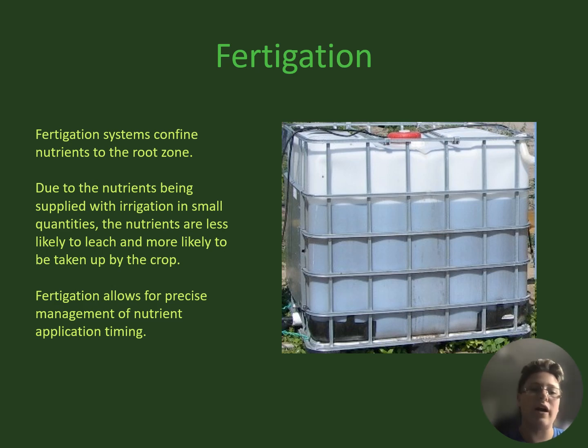Fertigation systems confine nutrients to the root zone. Due to the nutrients being supplied with irrigation in small quantities, the nutrients are less likely to leach and more likely to be taken up by the crop. Fertigation allows for precise management of nutrient application timing.